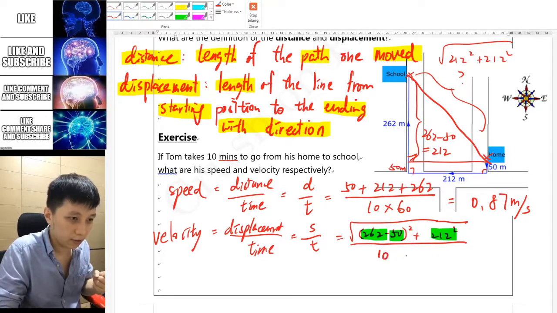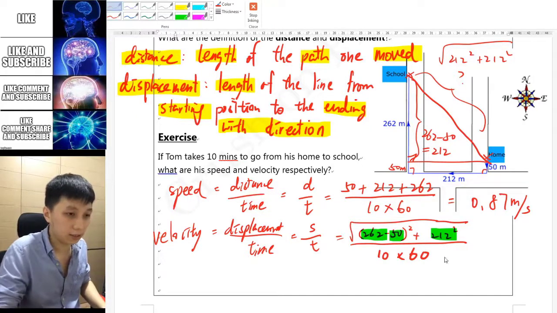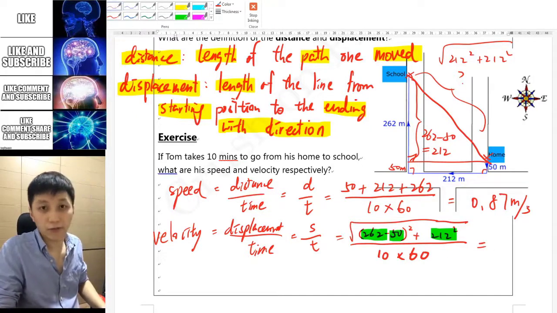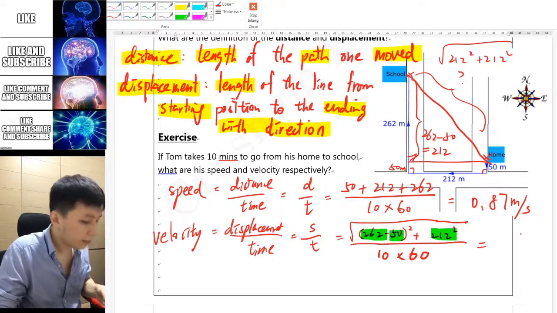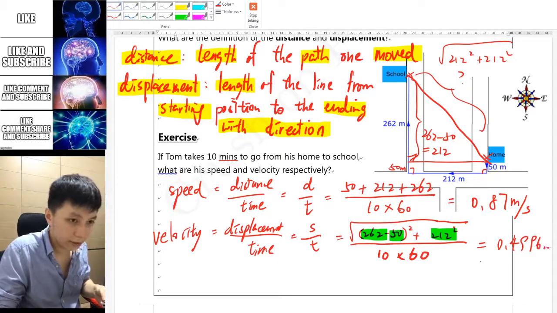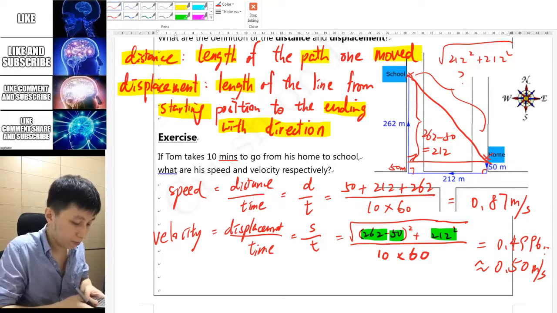And again, you have to divide by the time, which is 10 times 60 to obtain the seconds. After calculating with your calculator, you should get something like 0.4996, which I will round up to 0.50, in the unit of meter per second.